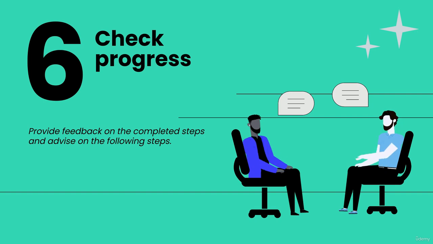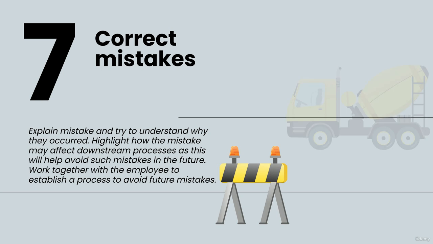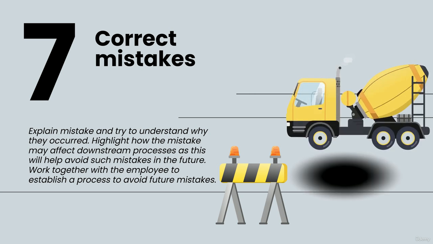If you find mistakes in the completed steps, explain them and try to understand why they occurred. Don't forget to explain how the mistake may affect downstream processes, as this will help avoid such mistakes in the future. Next, work together with the employee to establish a process to avoid future mistakes. Try not to give in to the temptation of correcting the mistake or completing the work yourself. Let the employee do the rework and correction. This will help them with future tasks and instructions.